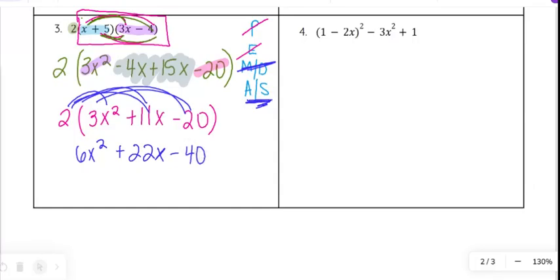And then finally, addition and subtraction. On this one, there actually is no addition or subtraction that can be done because they're already combined as much as possible.